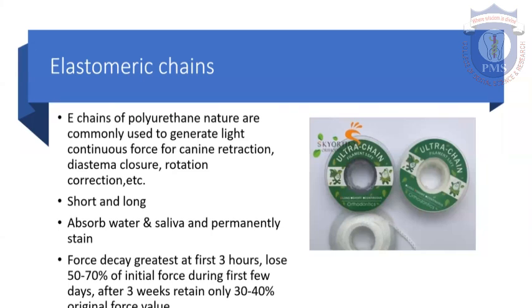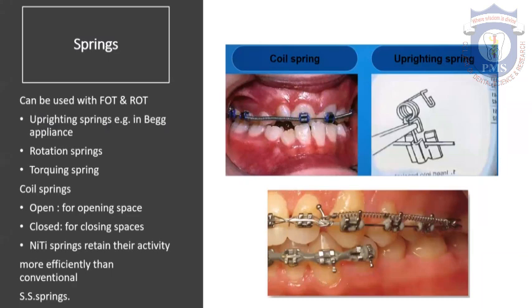Then elastomeric chains. These e-chains are of pure polyurethane in nature and are commonly used to generate light continuous force for canine retraction, diastema closure, rotation correction, etc. This can be short or long. They absorb water and saliva and permanently stain. And the force peak is greatest at 3 hours. They lose 50 to 70% of initial force during the first few days. After 3 weeks, they retain only 30 to 40% of the original force value.